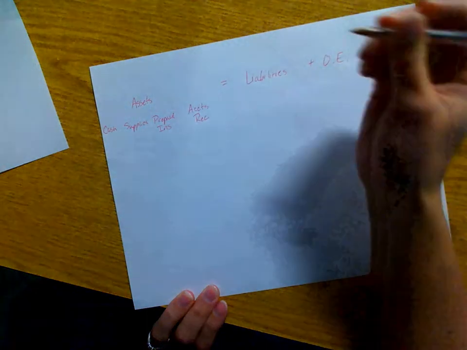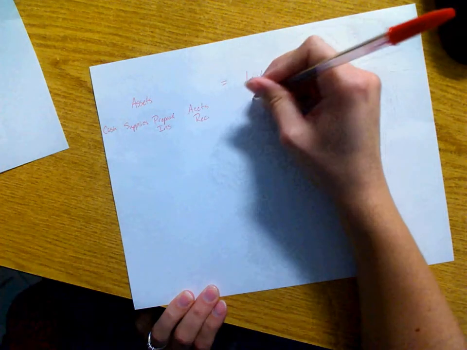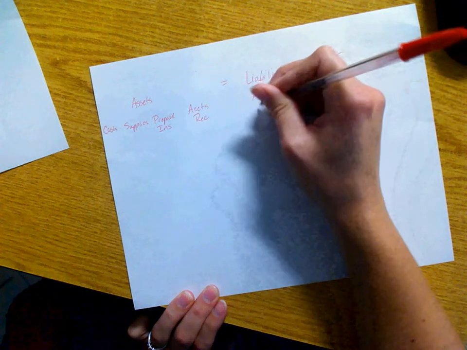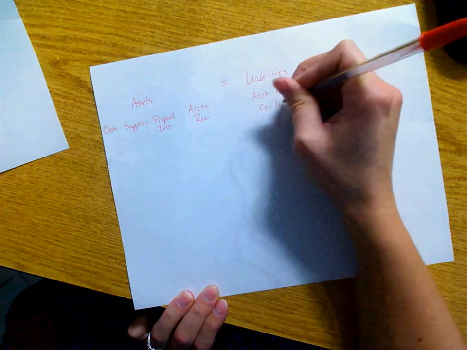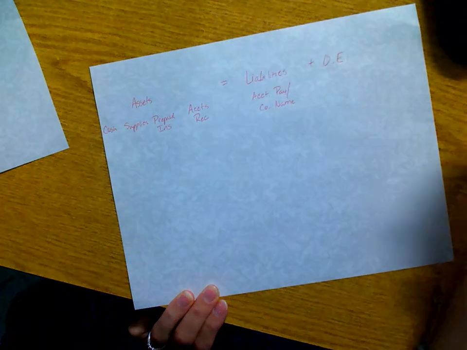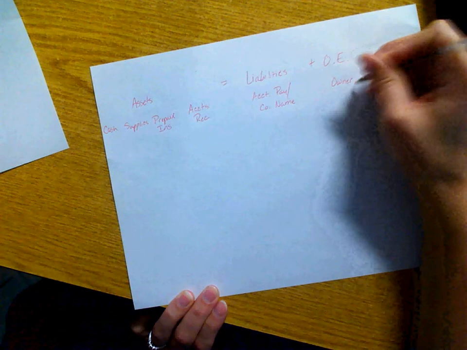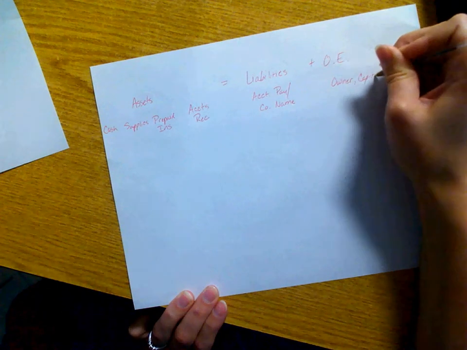Okay. My liabilities, we have accounts payable. And remember, it's slash the company name, whoever owes us, or whoever we owe. And then our owner's equity account that we know of is owner, comma, capital. Okay?